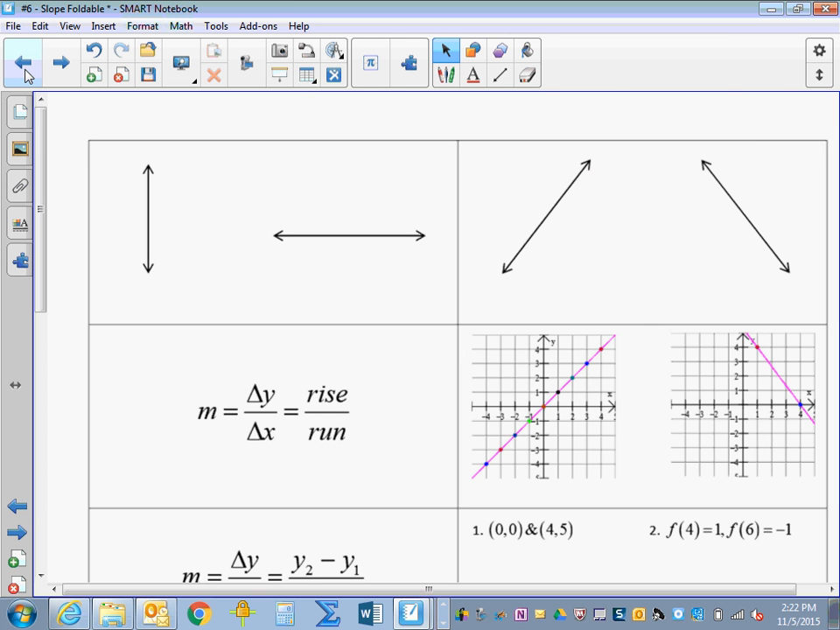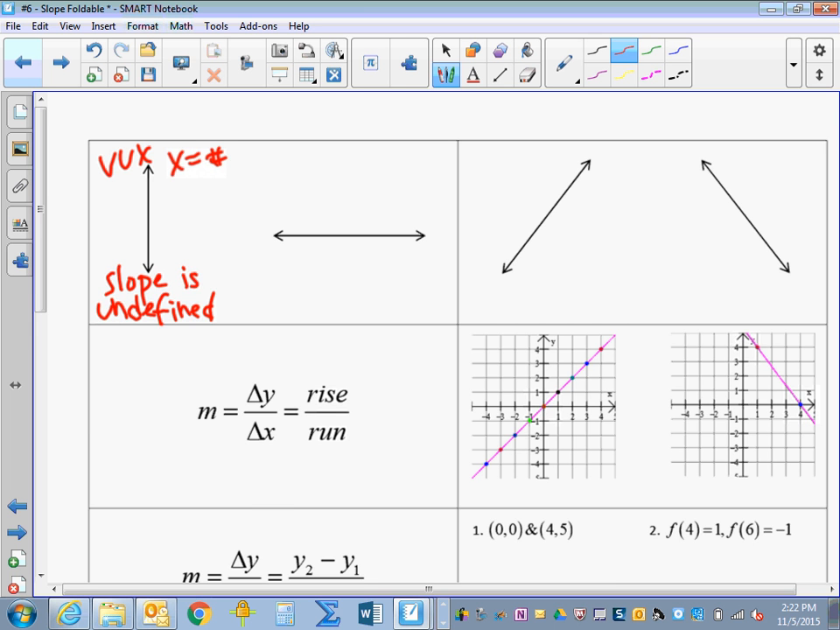All right, so looking at this first one, this is a vertical line, which means that it's x equals some number. And my slope is undefined. So you write slope is undefined, meaning it does not have one. It's undefined. All right, the next line is a horizontal line. And horizontal lines are y equals, remember H-O-Y. Horizontal lines are y equals some number. And what is my slope for a horizontal line? Zero. Zero, yeah, that's the O in the middle.